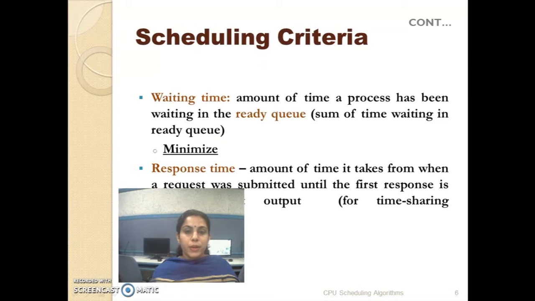Fourth point is the waiting time. It is the amount of time the process keeps on waiting in the ready queue. Again, it should be minimum. The last point is the response time. This is the amount of time taken from when a request was submitted until the first response is produced. Please make a note, it is the first response produced and not the output. This response time should always be minimum.